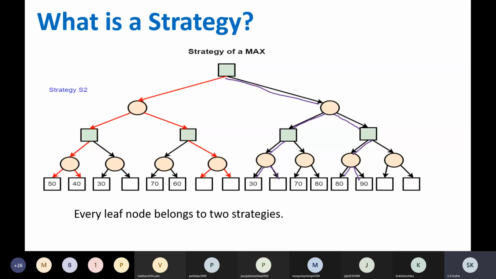Okay. Understood up to this? This is important to understand functioning of this SSS star algorithm. Yes or no? Yes, sir. These 8 strategies are for Max, right? So you can generalize this.